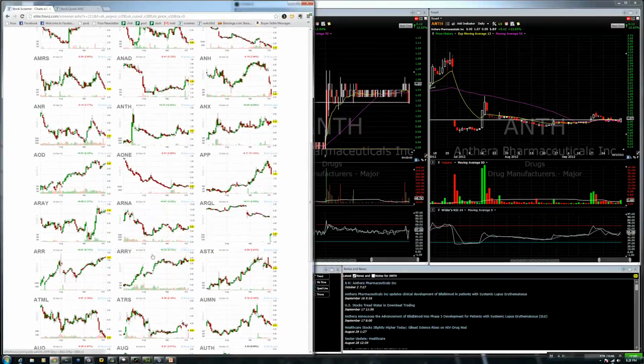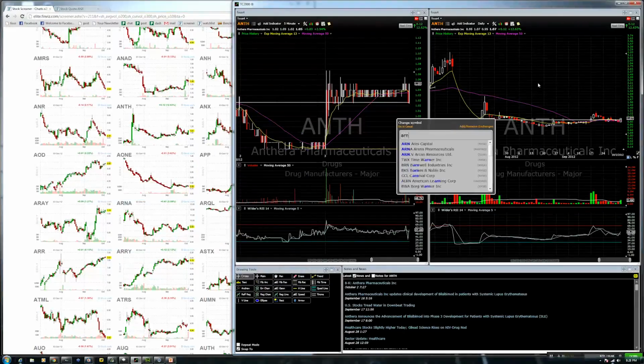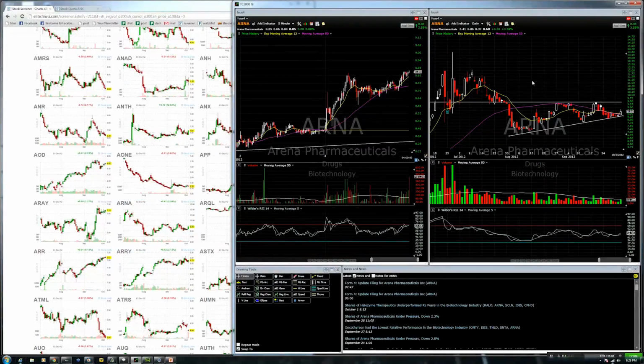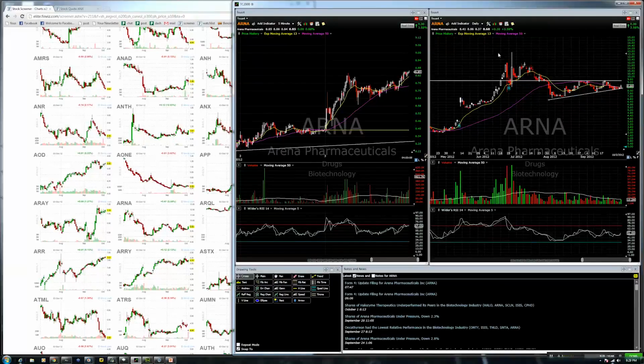ARNA, ARNA. You can see this kind of forming this horizontal trend line. Also, this ascending trend line. So let's pull this up. This is actually a stock that I did buy into today. Closed up pretty nice up at 885. But basically, what it is, a survival pattern.